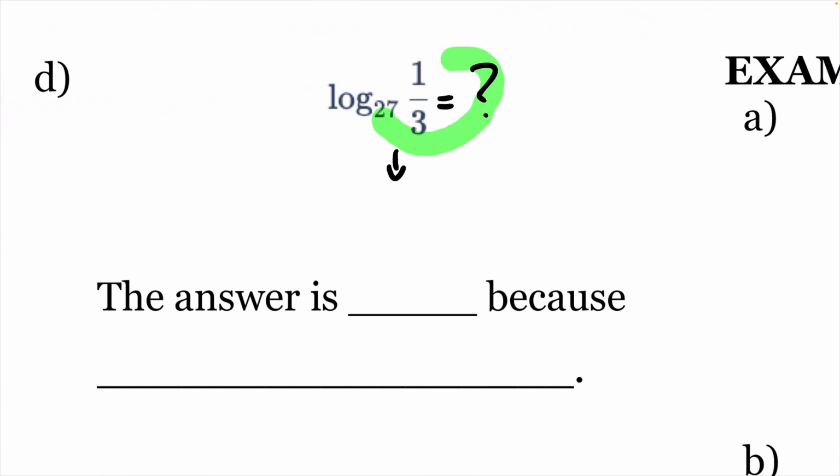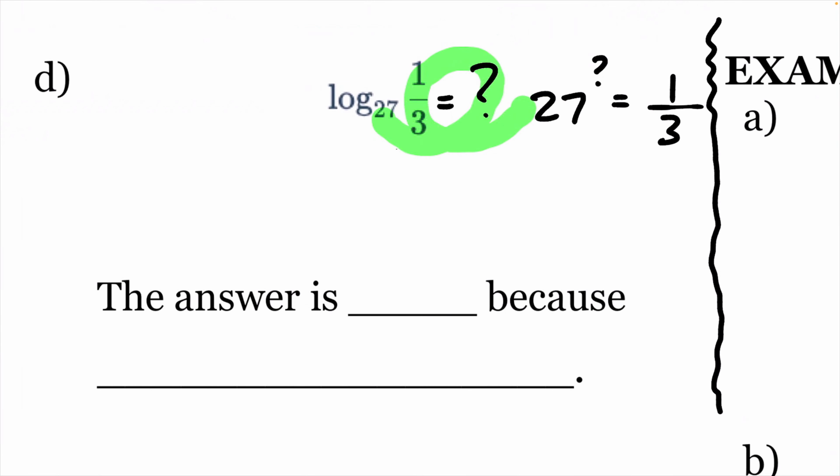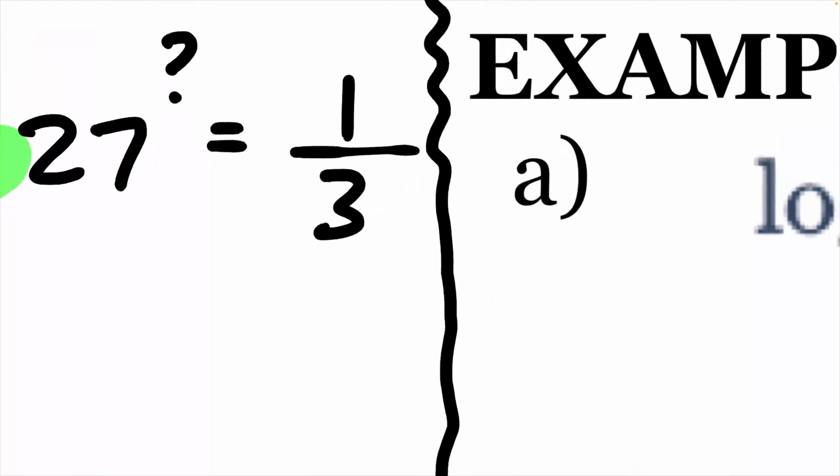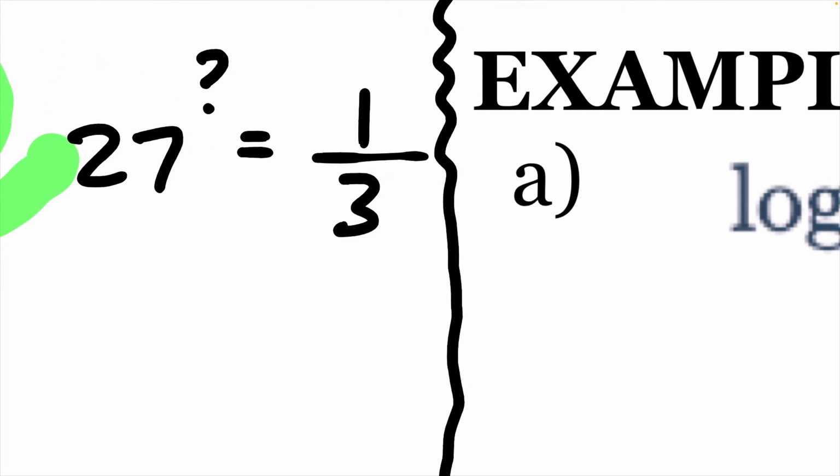So it's 27 to what power makes 1/3? That's what it's asking. Again, this isn't a question from this chapter. This is a last chapter question. How do I make 27 into 1/3? What do I have to do?